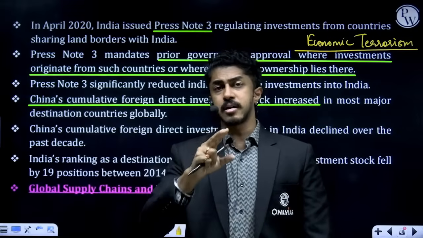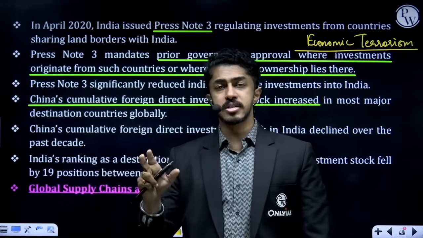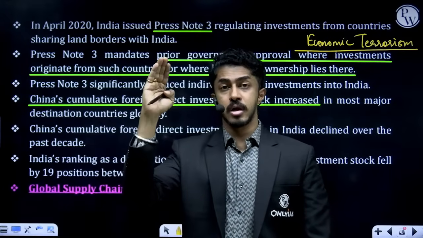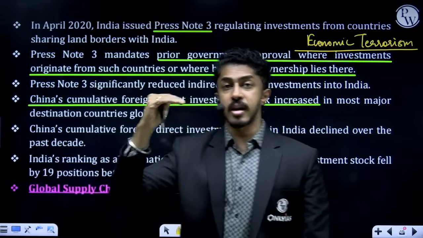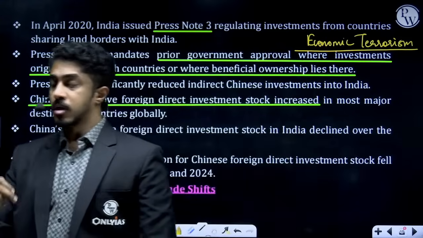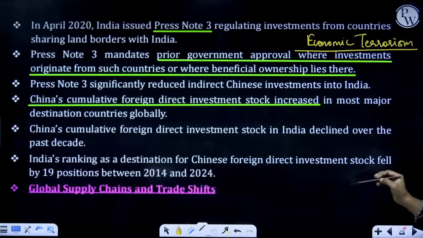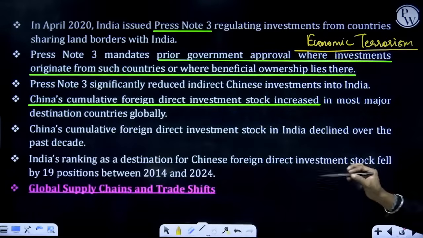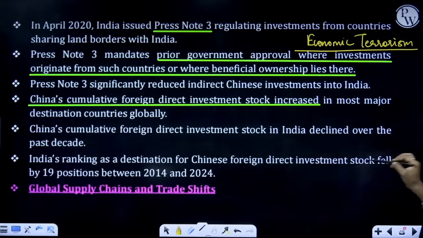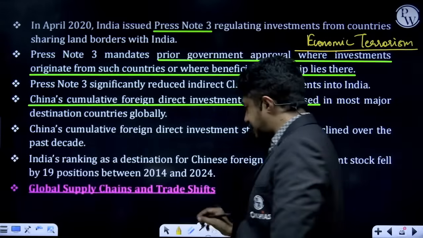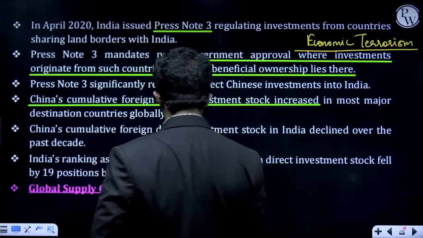So India started thinking the Chinese way, which is what? Let us try to look beyond USA. Let us try to engage in trade relations with the rest of the world. China's cumulative foreign direct investment stock in India declined over the past decade. India's ranking as a destination for Chinese FDI stock fell by 19 positions between 2014 and 2024.